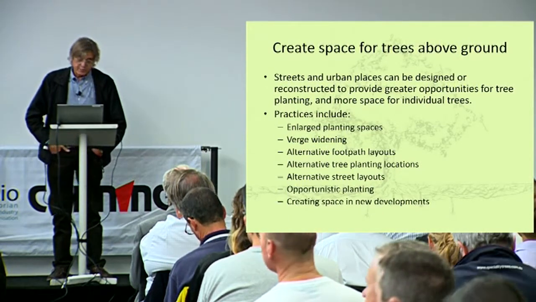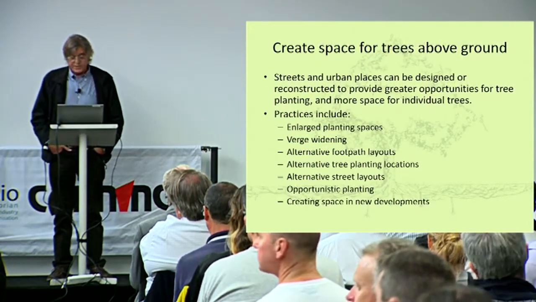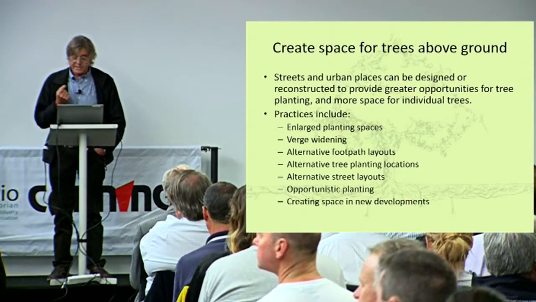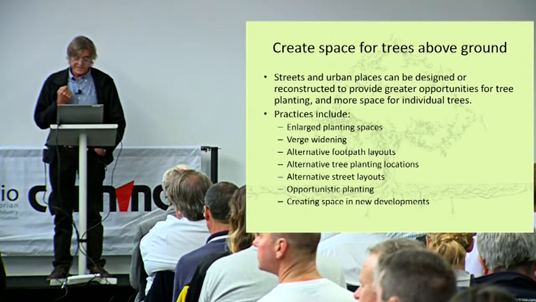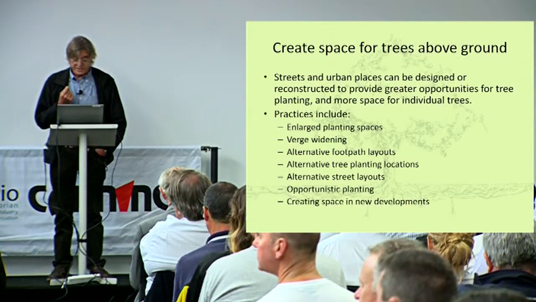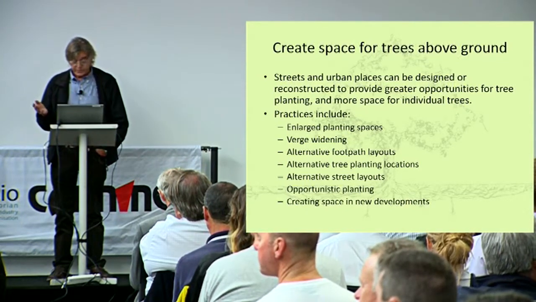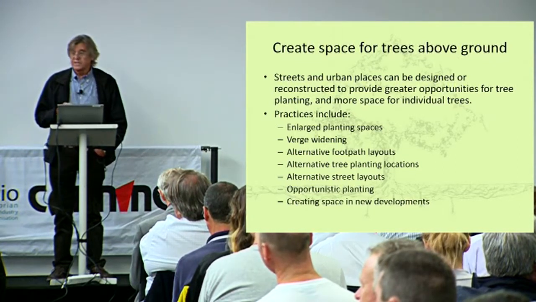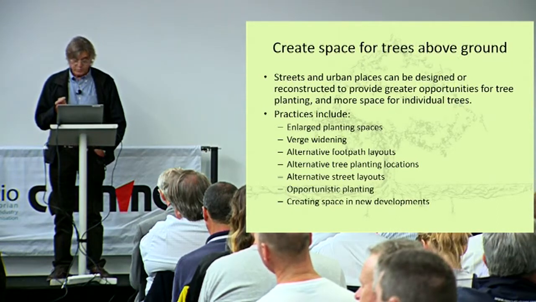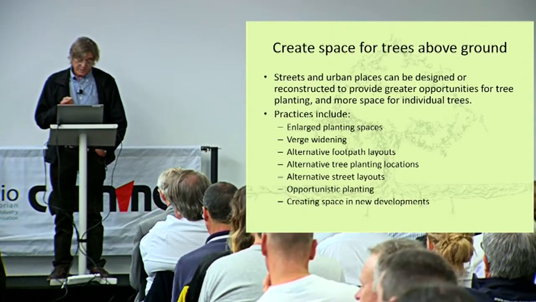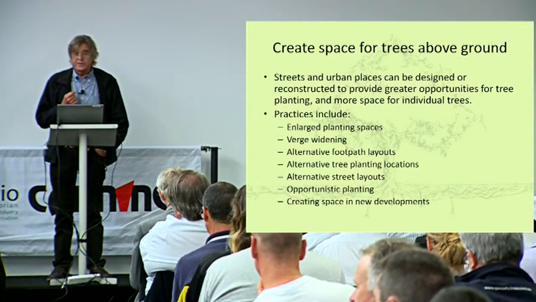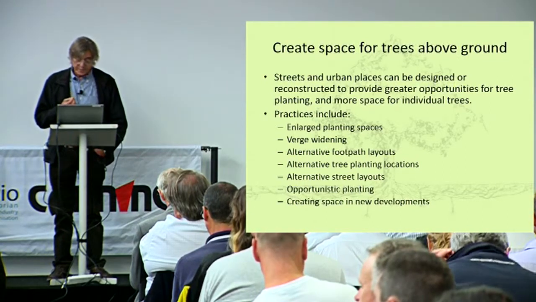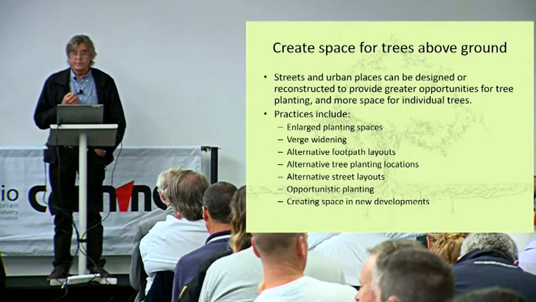So we can design streets and other urban places, or we can redesign or reconstruct them to provide more opportunities for tree planting and more individual space for individual trees. And the whole range of practices there: enlarged planting spaces, widening verges, providing alternative footpath layouts, planting trees in other locations than we normally would, taking advantage of opportunities within the city for planting trees where there is space available, and particularly creating space for trees in new urban developments.